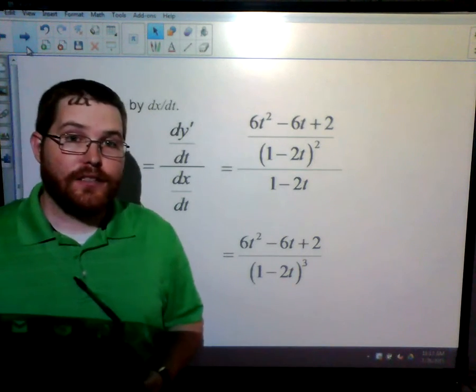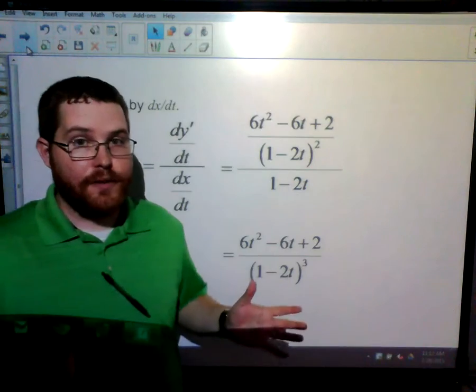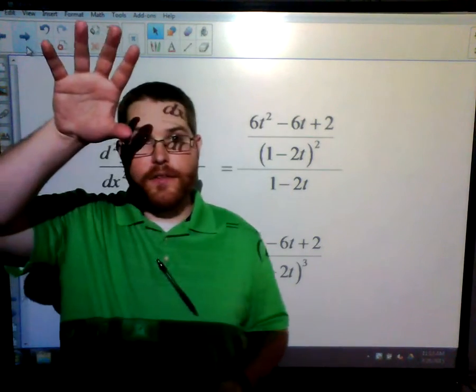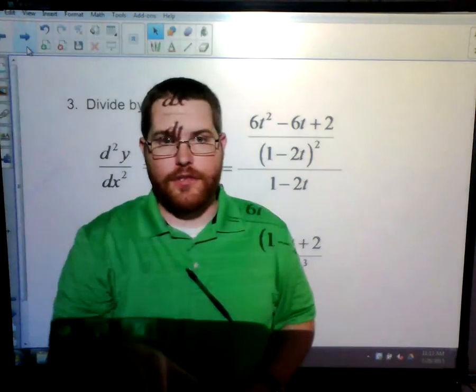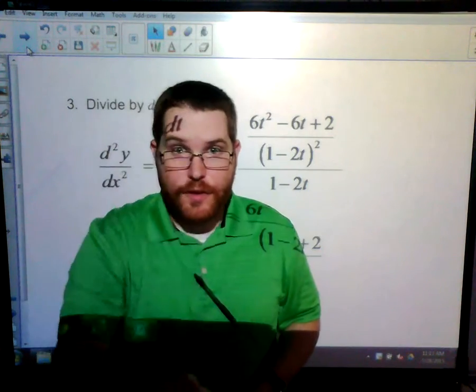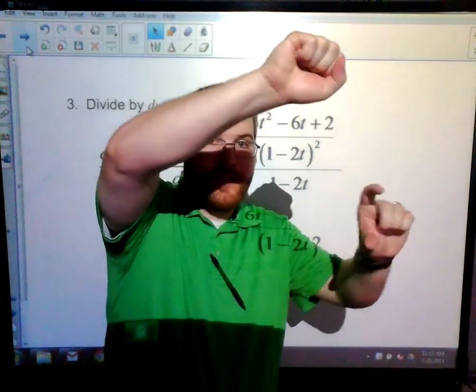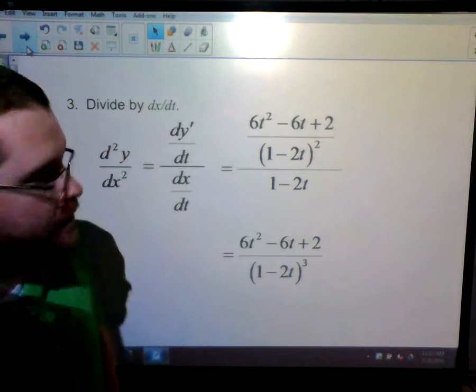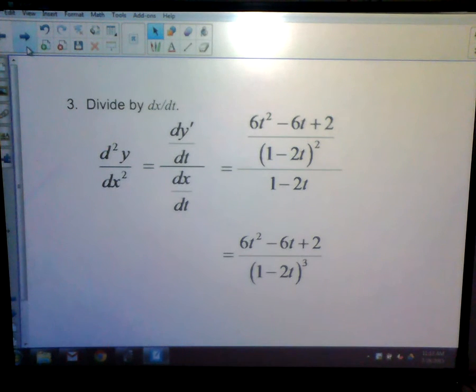So again, let me stress this. This is not take the second derivative of both things. Take the derivative of the top, take the derivative of the bottom, that's your first derivative. Take the derivative of that, put it on top, put dx/dt on the bottom, and that's your second derivative. And then it would keep going like that. That's where the majority of parametric questions will be on an AP test.